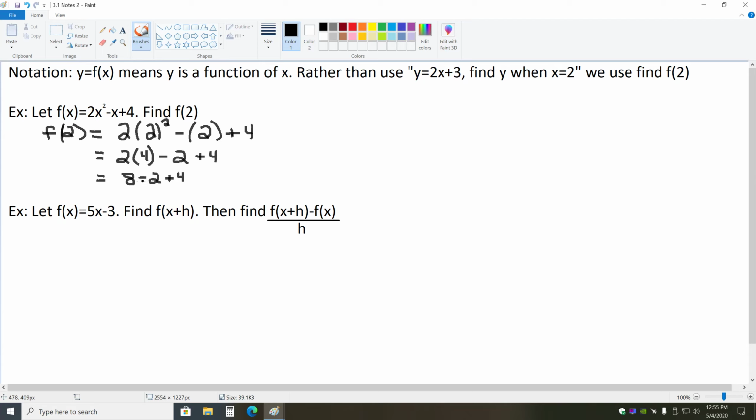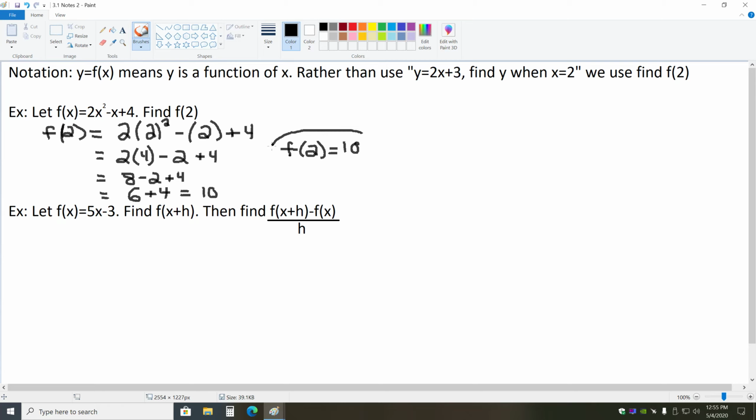And now finishing up our order of operations, always remember when you're left with just addition and subtraction, you go left to right. So 8 minus 2 gives us 6 plus 4. 6 plus 4 leaves us with 10. So for our answer, we'll say f of 2 equals 10.